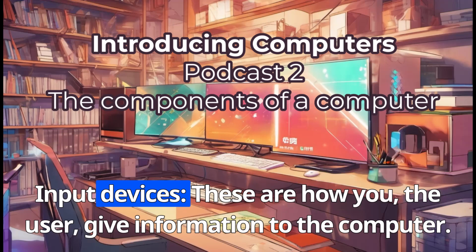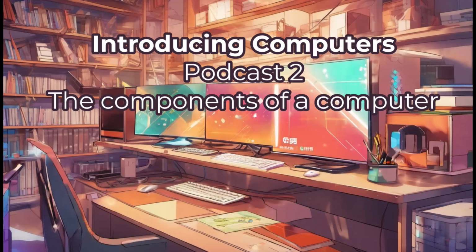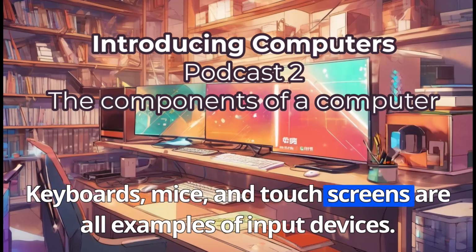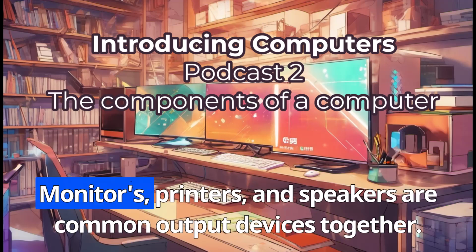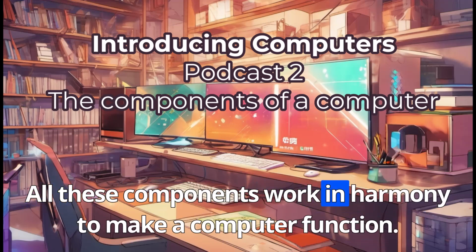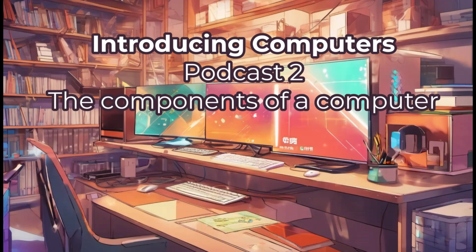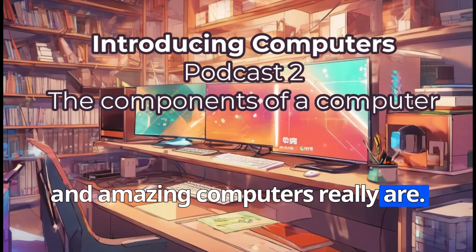Input devices, these are how you, the user, give information to the computer. Keyboards, mice, and touchscreens are all examples of input devices. Output devices, these let the computer communicate information back to you. Monitors, printers, and speakers are common output devices. Together, all these components work in harmony to make a computer function. By understanding what each part does, you can start to see just how complex and amazing computers really are.